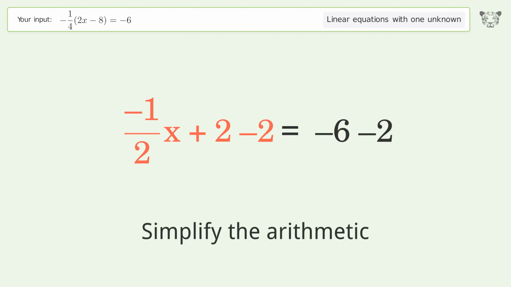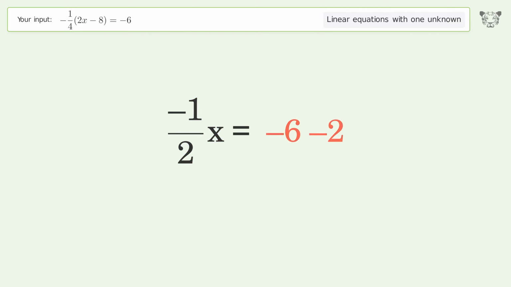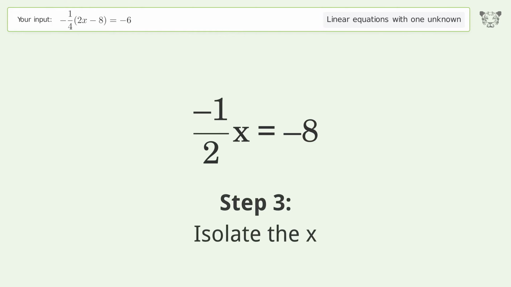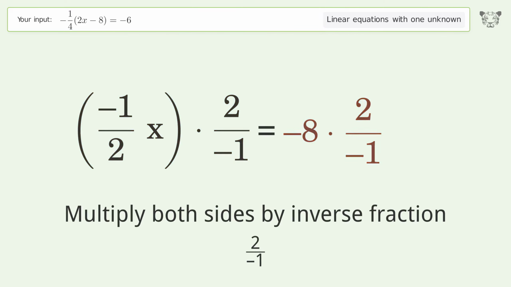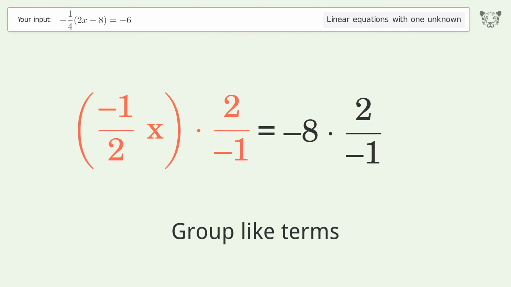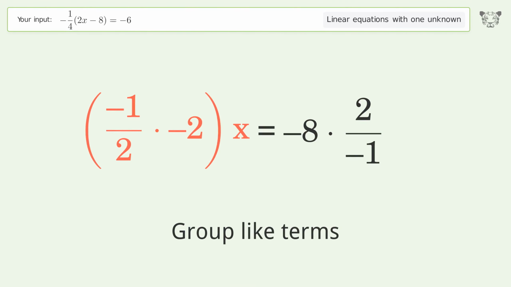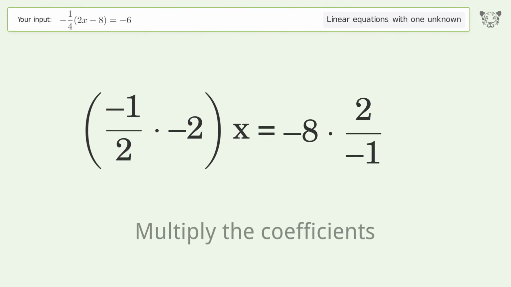Simplify the arithmetic. Isolate the x. Multiply both sides by the inverse fraction 2 over -1. Group like terms. Multiply the coefficients.